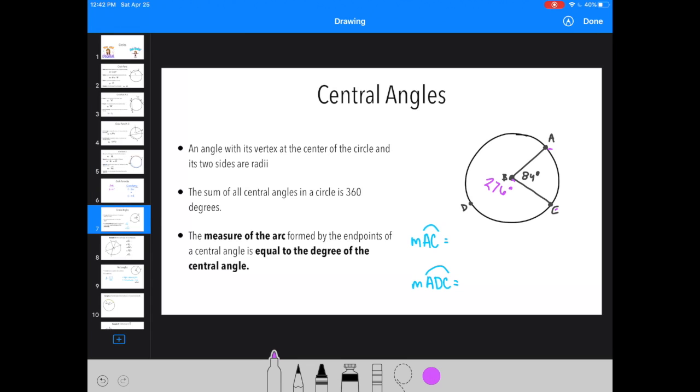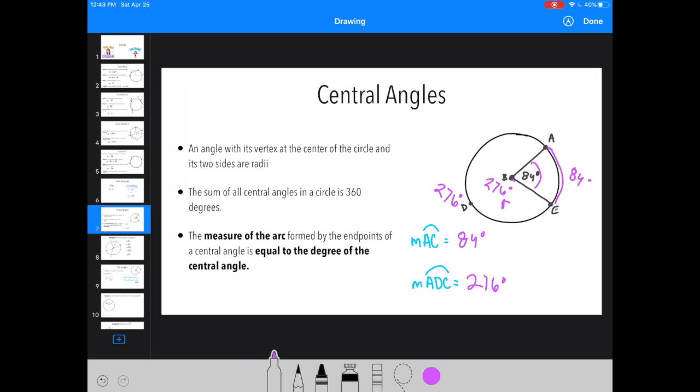Now, the one unique thing about central angles is that your central angles are congruent to the arc that is formed by the endpoints of that central angle. So if this central angle is 84, this arc measure is going to be 84 degrees as well. If this central angle is 276 degrees, this arc measure is going to be 276 degrees. So arc AC is equal to 84 degrees. Arc ADC is equal to 276 degrees.